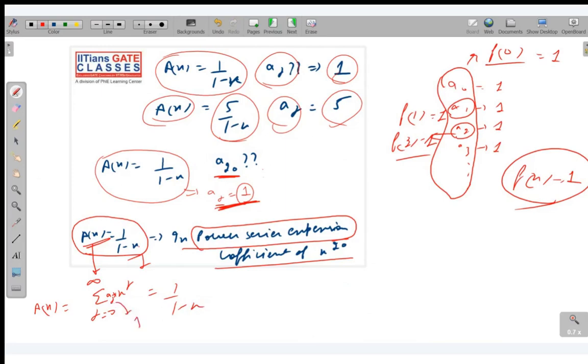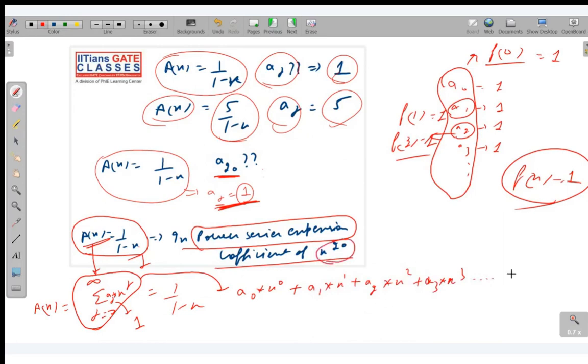AR is nothing but 1 only. Now if you expand it, that is your power series expansion. What will be your answer? A0 into X power 0 plus, because sigma means sum, A1 into X power 1 plus A2 into X power 2 plus A3 into X power 3, and so on. They are asking the coefficient of X power 20, so what do you mean by this? A20 into X power 20. The coefficient of X power 20 is nothing but A20 only. What is A20? You already know, it is 1. That is your answer.